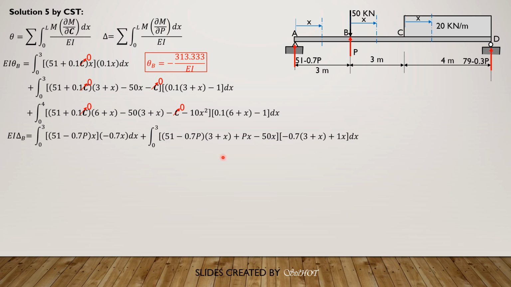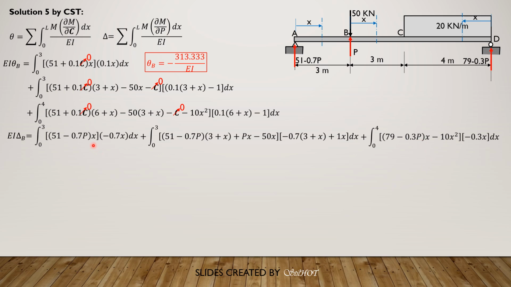Then the last term, we have to change because the equation is very long. So we make x start from D, and the result is the same. So it will be integral from 0 to 4 of 79 minus 0.3p of quantity x minus 10x squared, then minus times the derivative, which is negative 0.3x. So quantity 79 minus 0.6p times x, then minus the moment of this load, which is 20 times x times 6 over 2, or minus 10x squared. Then the derivative of this equation with respect to p is negative 0.3x.